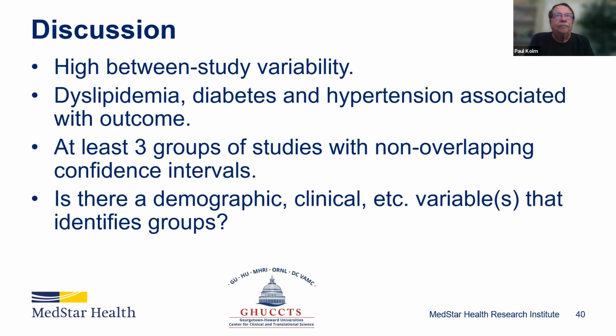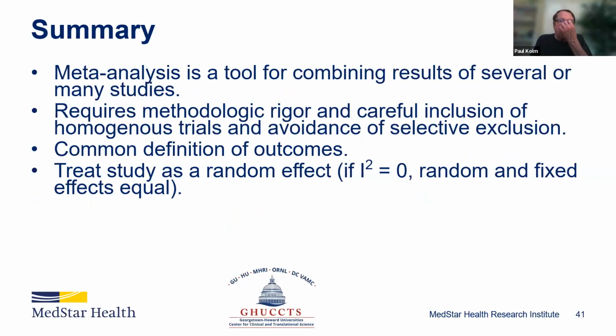As I mentioned, what I would hope is that there's a demographic or maybe a clinical variable that identifies the different groups, according to grouping them by heterogeneity. So I want to conclude with a summary here of meta-analysis.